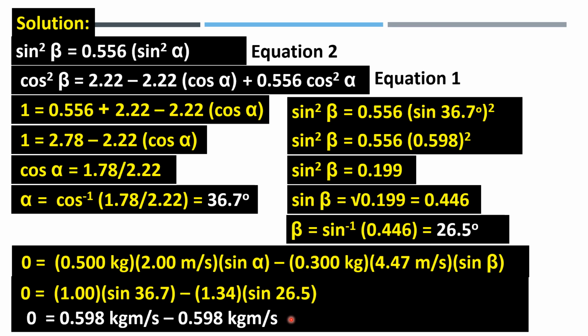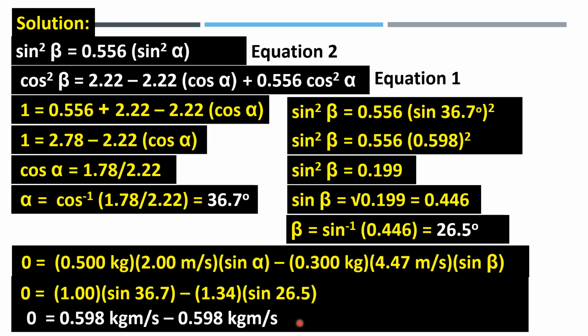Okay, 0 is equal to 0. That means our answers, as far as the values of the final velocity of the lighter particle and the angle alpha as well as the angle beta, we say that they are computed very accurately, because when substituted to one of the equations, we are able to satisfy the law of conservation of momentum considering the y component.